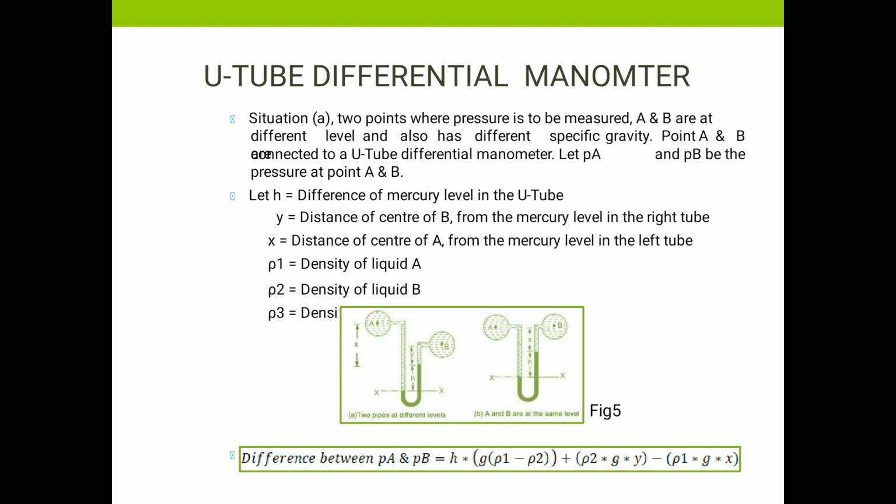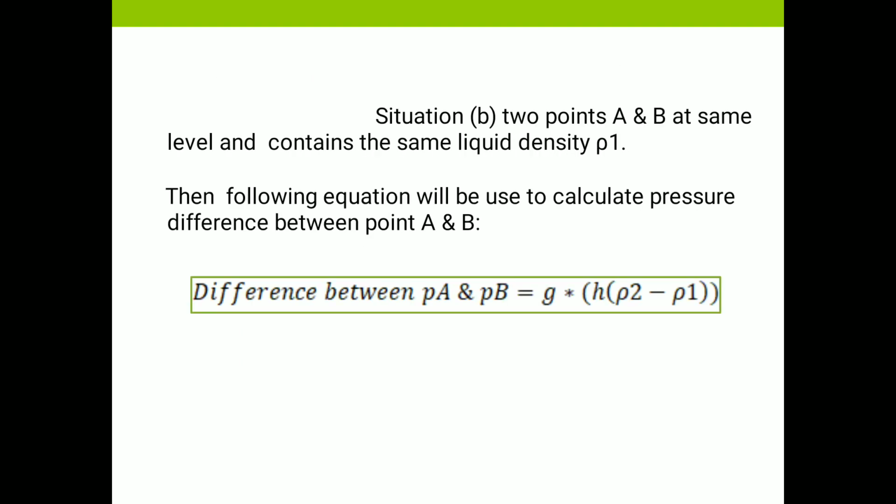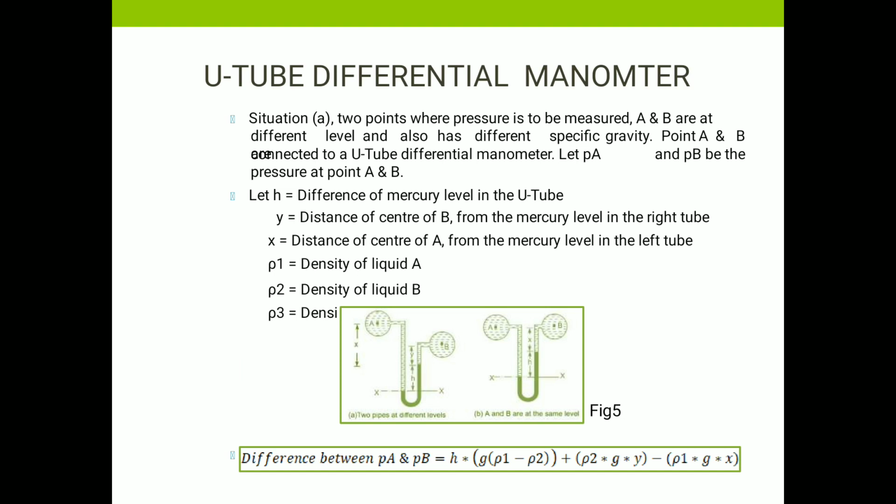So the pressure difference between 2 points using the U tube differential manometer we can calculate using this equation: small h into, in bracket, g multiplied by, in another bracket, rho 1 minus rho 2, bracket complete, plus rho 2 g y minus rho 1 g x. This equation we can use in situation 1, that is situation A.